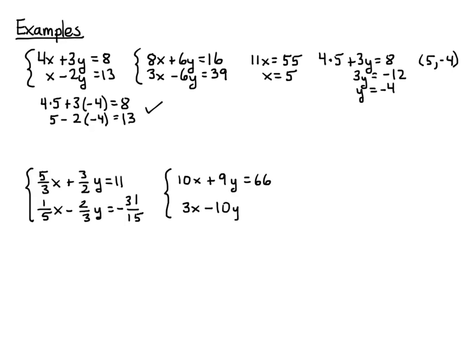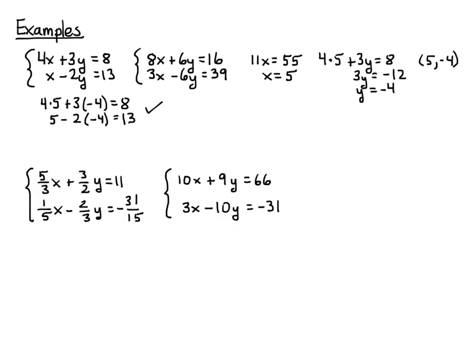So I'll do that. Multiply the first one by, get a common denominator of 6, and so I multiply 6 times 5 divided by 3, and I get 10x. 6 times 3/2, the 2's cancel, and so I get just 9y equals 66. The second equation has a different common denominator, it's 15, and so I'm going to multiply the whole thing by 15, and I get 3x minus 10y equals -31. Okay, so now I have my equations with integers, and this is always a good thing because integers are easier to deal with.